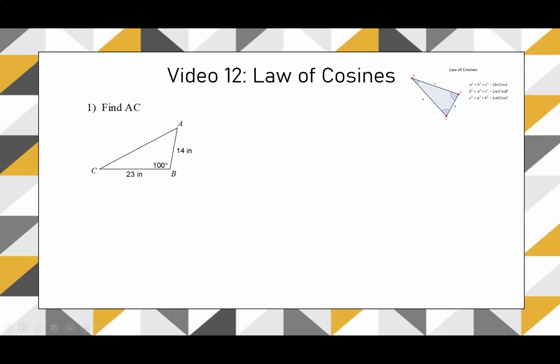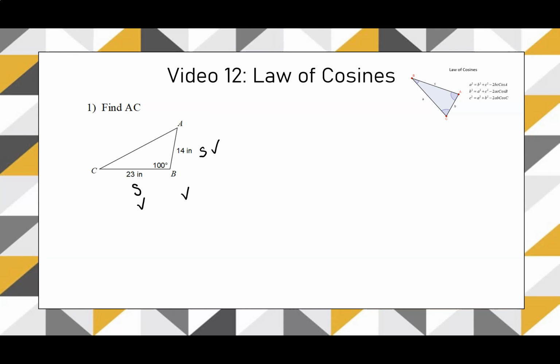Notice that for law of cosines, you usually have a side-angle-side situation where you're given a side, you're given the angle in between, and then you're given the other side. All right, so that's side, angle, side.